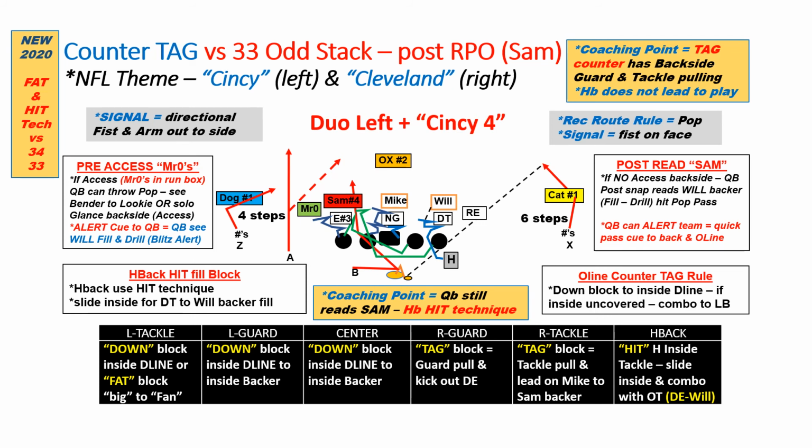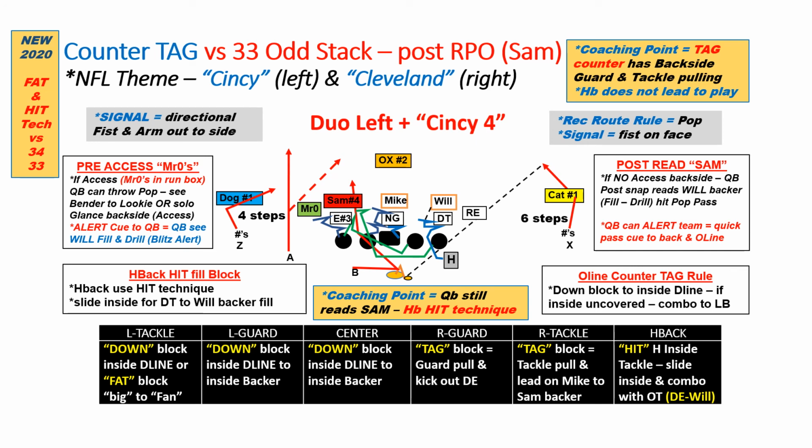Now we're going to pull the guard and the tackle. So the guard will go ahead and pull and look to kick out that defensive end. And the tackle will come and lead through. Again, whether it's the H or the tackle leading through on counters, they're always looking inside out. We're looking for the Mike, but if the Mike is blocked, then we're going to go ahead and look outside to the Sam, even though he's the read key.